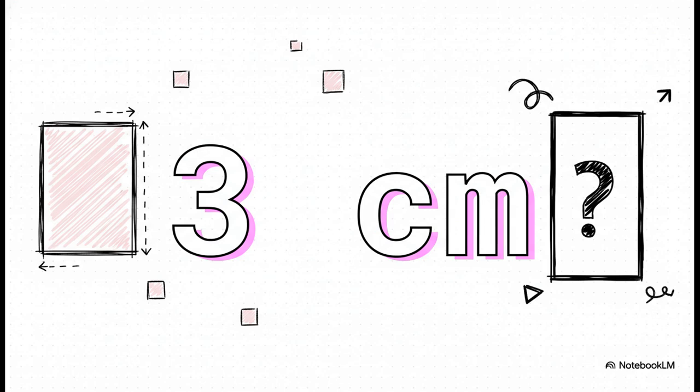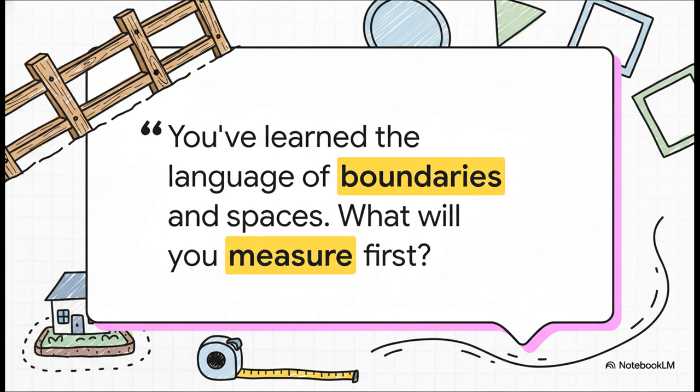You know the two width sides are 5 centimeters each, so that's a total of 10. You subtract that 10 from the total perimeter of 16, and you've got 6 centimeters left over. That 6 has to be split between the two length sides, so you divide it by 2, and you get 3 centimeters.